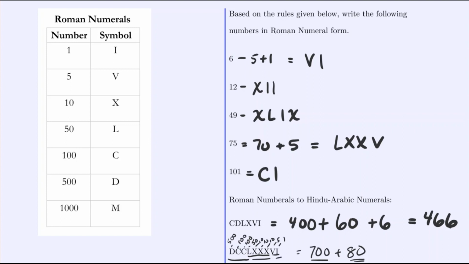And then we've got 5 plus 1, which is 6. That would be 786.